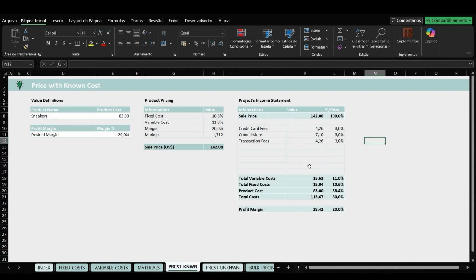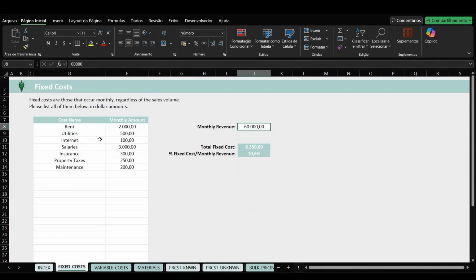The total variable costs in this example are $15.63, and the fixed costs for this sale are $15.04. Because this amount is 10.6% of the sale amount. Remember that your total fixed cost represents 10.6% of your revenue. So, in every sale you make, you set aside 10.6% so that when you hit 60,000, 10.6% of 60,000 will be the 6,350 in fixed costs, which is what you'll have, quote unquote, saved up. And then you'll be able to pay that fixed cost without impacting your profitability.